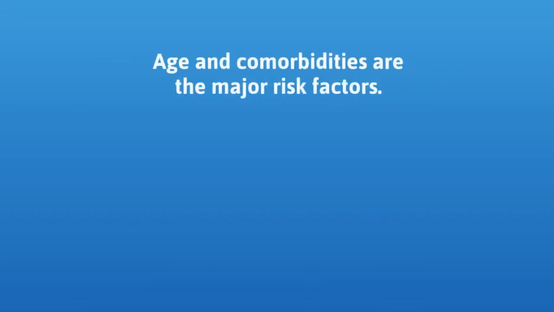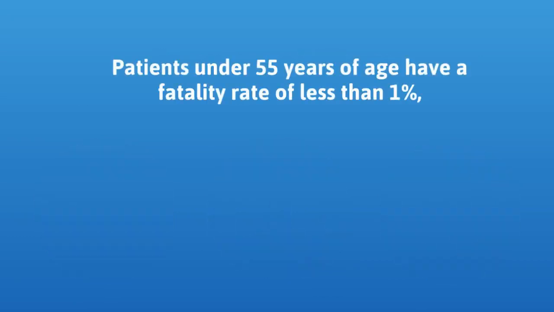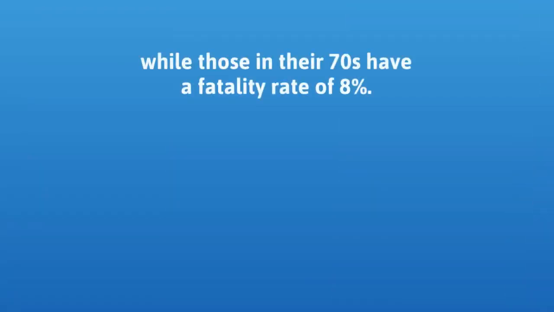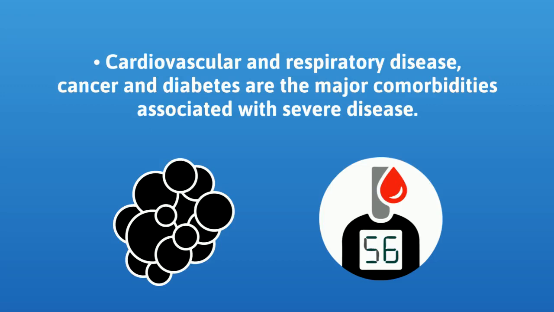Age and comorbidities are the major risk factors. Patients under 55 years of age have a fatality rate of less than 1%, while those in their 70s have a fatality rate of 8%. Cardiovascular and respiratory disease, cancer, and diabetes are the major comorbidities associated with severe disease.